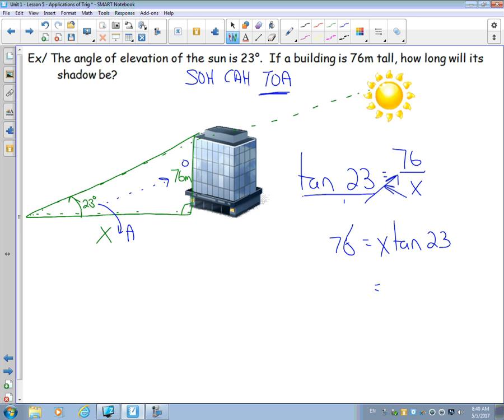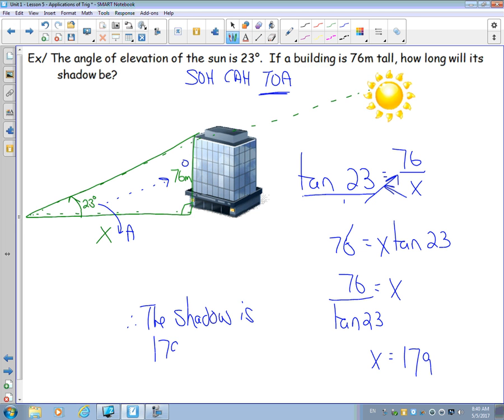76. I want to get x by itself, so I need to take 76 and divide it by tan 23. And if I do that using our calculators, we should get approximately 179. Because this is a word problem, we're going to start putting therefore statements in. The shadow is 179 meters long.